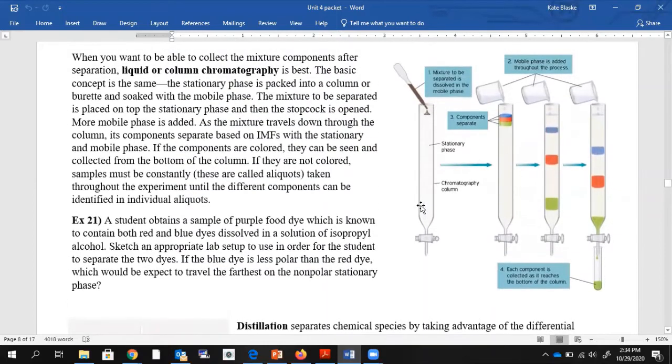This method is best for things that we actually want to collect, because we can collect those samples out of the bottom, and then if we needed to use them for something else or analyze them some other way, we could do that.